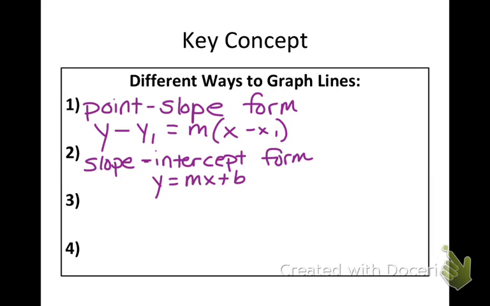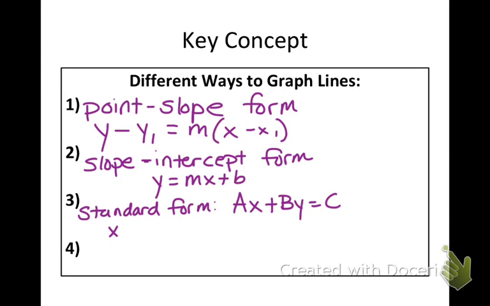Okay, what's another way? Standard form. Why would we put something in standard form? Standard form is when you have both your x and your y term on the same side of the equal sign. If it's written in standard form, problems are like, you have adult tickets and child tickets, and both come out to $100.